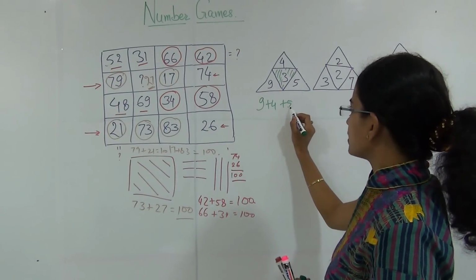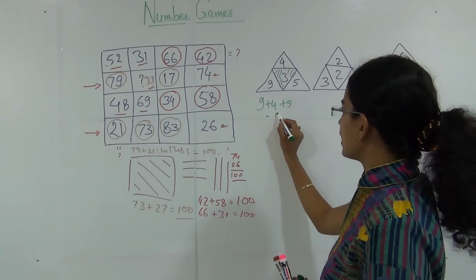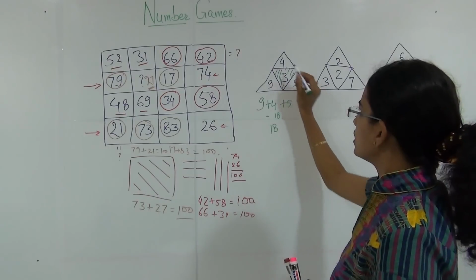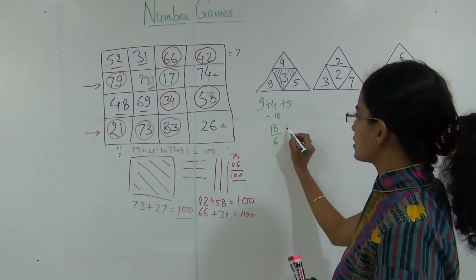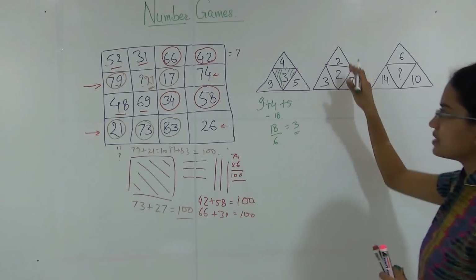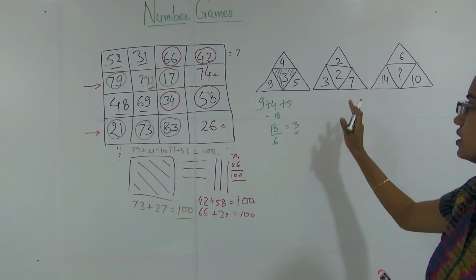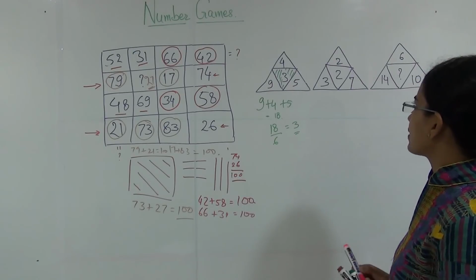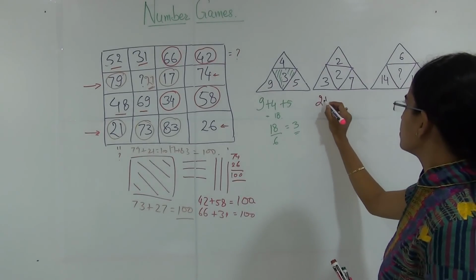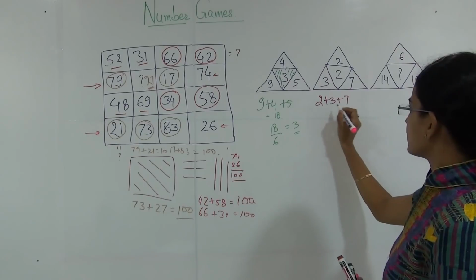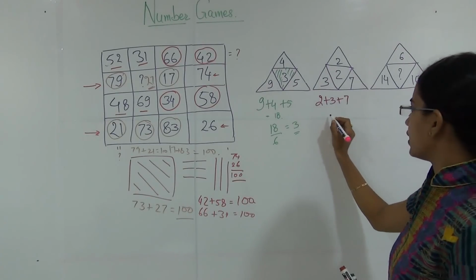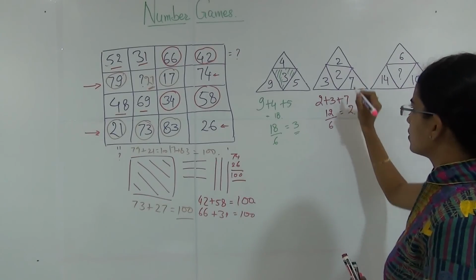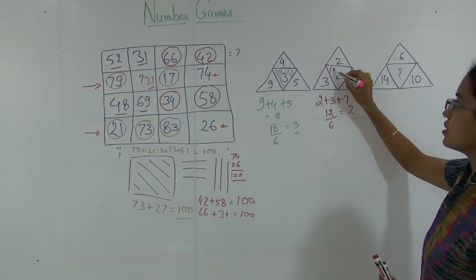So it's 9 plus 4 plus 5, that is 18, and this number is 3. That means if I divide the sum of all the outer numbers by 6, I get 3. Let me see if this same principle works for the second triangle. For the second triangle, I am trying to add 2 plus 3 plus 7. So 7 plus 3, 10. 10 plus 2 is 12. So 12, if I divide by 6 again, it would give me 2. So that concept holds for this triangle also.